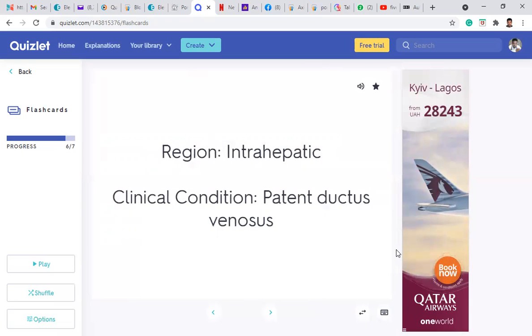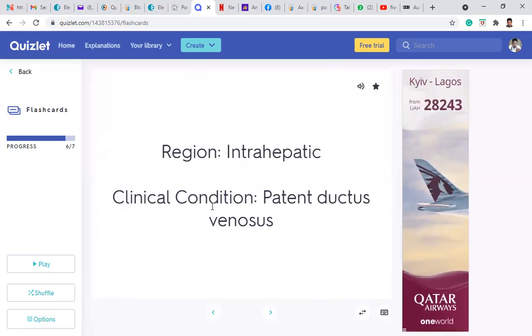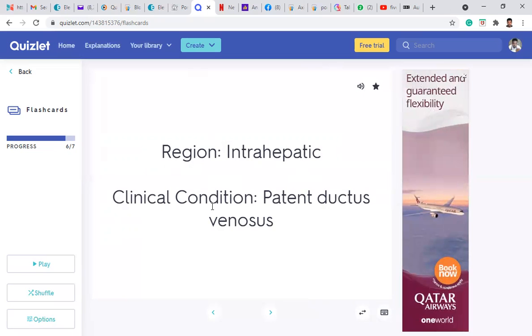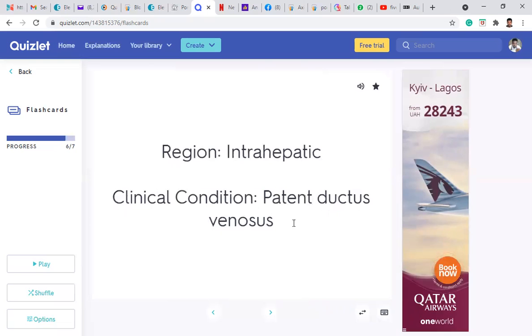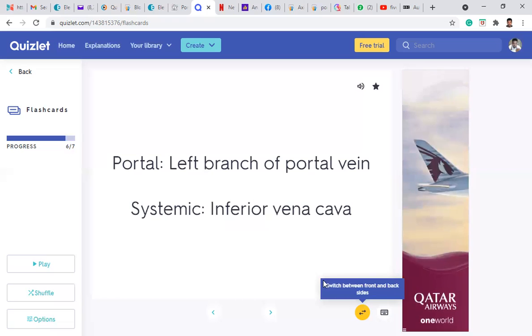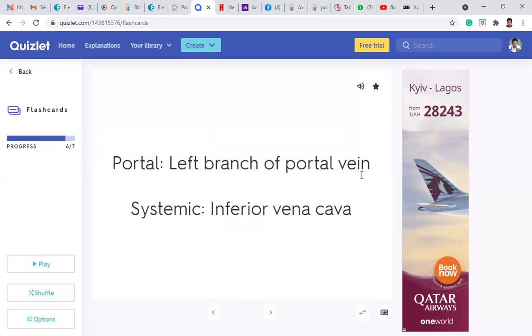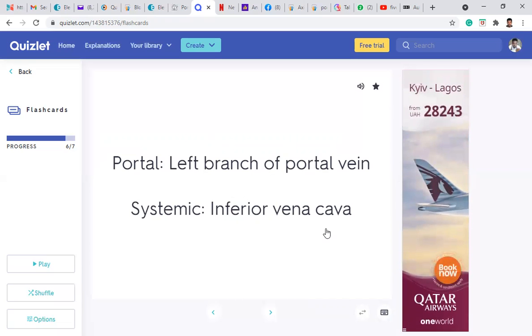Then the last region, we have the intrahepatic region, and the clinical condition that happens is patent ductus venosus. The anastomosis that happens there is between the left branch of the portal vein and the inferior vena cava.